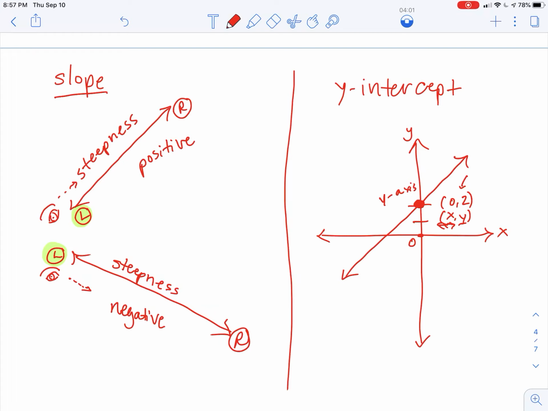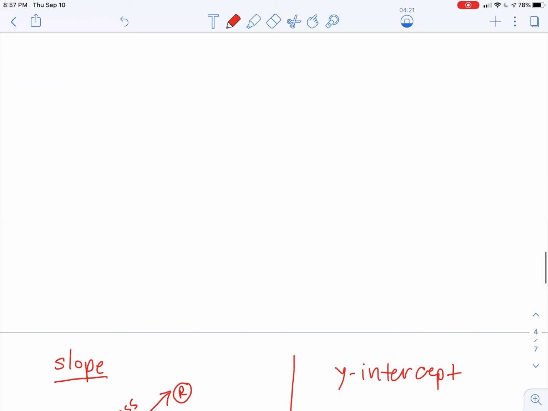We'll talk a little bit more about that when we get to the example, but 2 is what the y-intercept is in this case, okay, because it is where the line crosses the y-axis, and we always refer to the y-intercept as the y value in our coordinate point there. Okay, so let's go on.